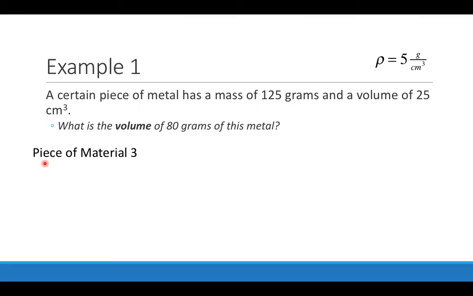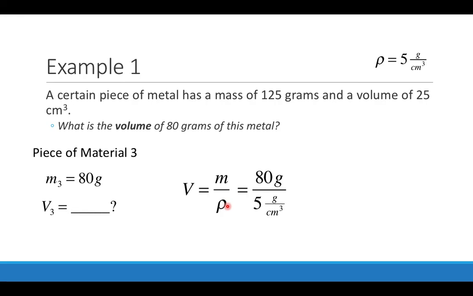So let's go ahead and put in what we know. We know that the mass of this particular piece of material is 80 grams. We want to know what the volume is, and of course we know the density. So we can solve for the volume. It's just the mass over the density. Our mass is 80 grams, our density is 5, and so we get that the volume is 16 centimeters cubed, which of course is less than 25, and that should make sense.